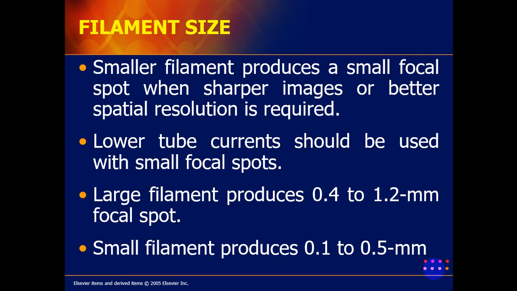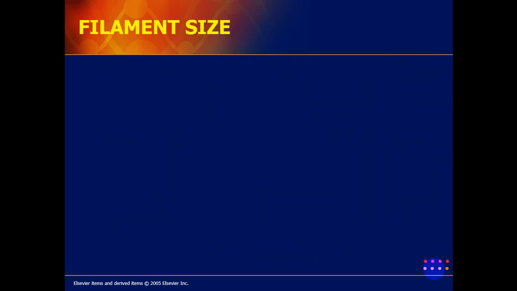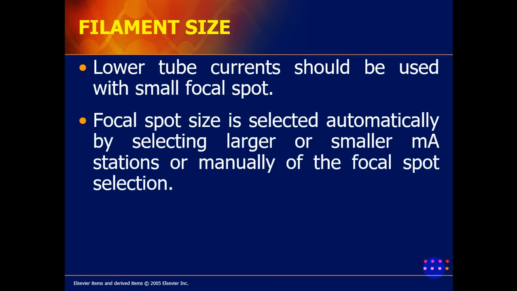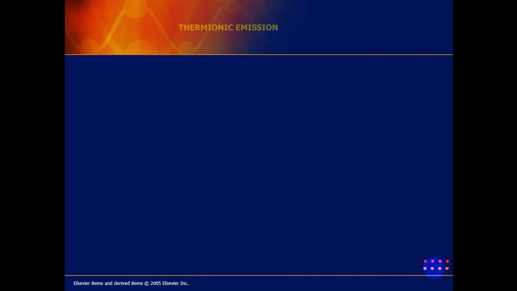And hindi rin pwede every time that you will use the small filament because it can damage the X-ray machine. Baka mag-overheat. Most specifically, the anode assembly. Filament size: lower tube currents should be used with small focal spot. Focal spot size is selected automatically by selecting larger or smaller MA stations or manually of the focal spot selections.